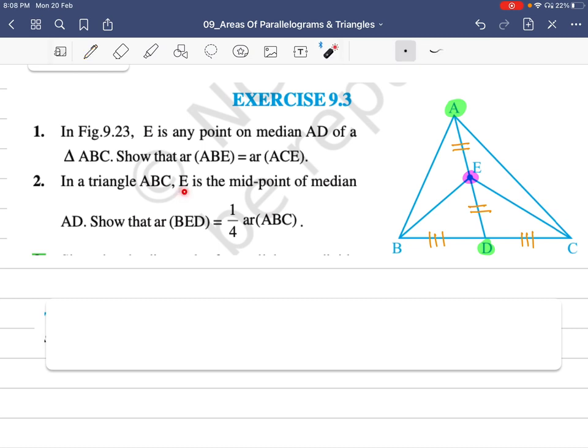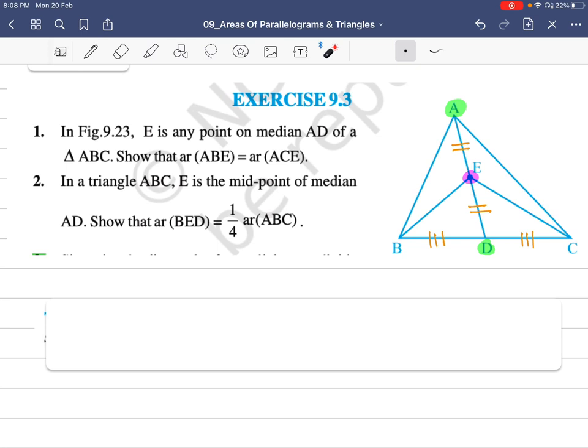Now, E is the midpoint of median AD. Show that area of BED, so this is our triangle BED, area of BED is equal to 1/4 the area of whole triangle ABC. So ABC. So BED should be 1/4 of ABC.